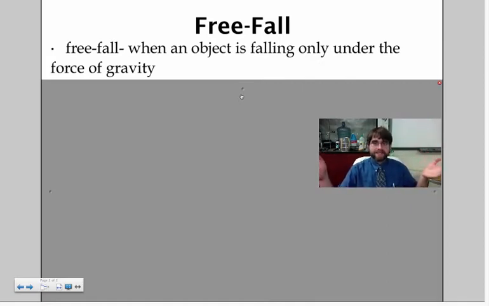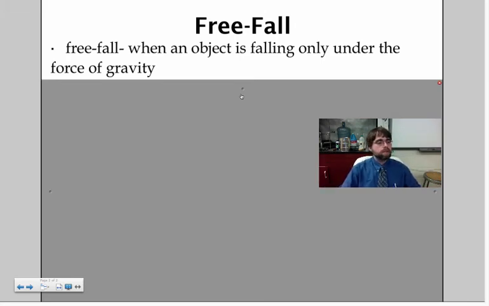But this is physics. And the great thing about physics is that we ignore the things that get in the way. Air resistance is annoying and makes the math really difficult. In fact, it takes calculus to use, so we ignore it. We ignore air resistance. We ignore friction a lot of times. And so free fall is when an object is only falling under the force of gravity, no air resistance, no friction, and that's what we pretend happens.